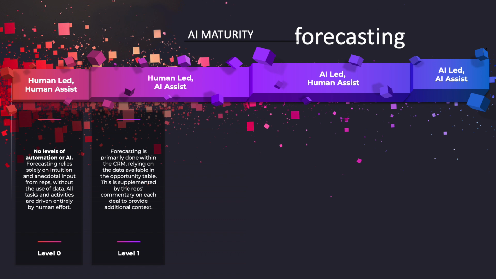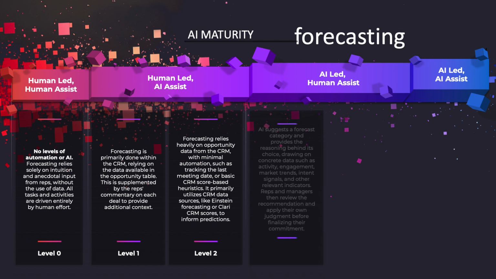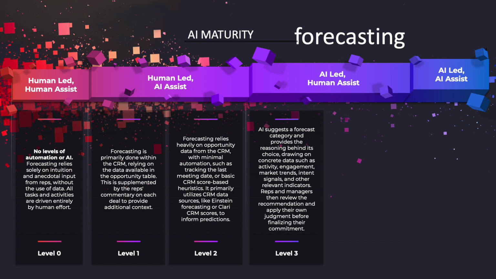Now, as we move to level 2, basic AI tools begin to assist. So there's limited automated functions like tracking meeting dates or using simple scoring models to flag opportunities. AI then aids but does not replace human decision making. But leveraging tools like Salesforce Einstein or Clari can start to be used here to analyze historical patterns and suggest potential outcomes. As we move to the next quadrant, AI-led human assist, level 3, AI begins to lead forecasting processes.